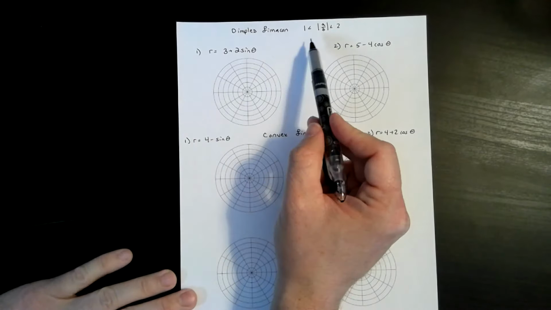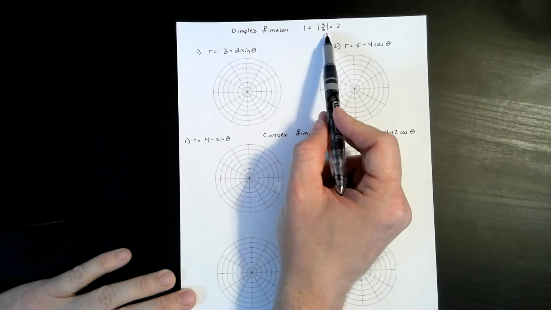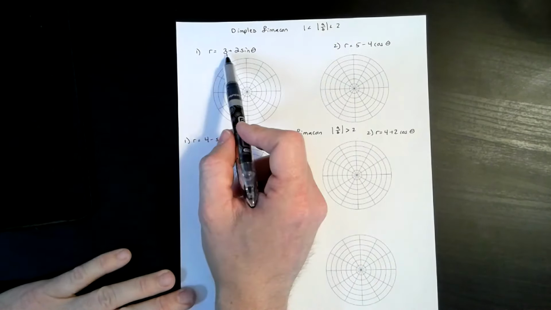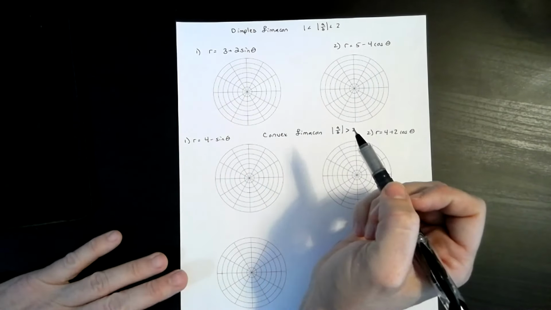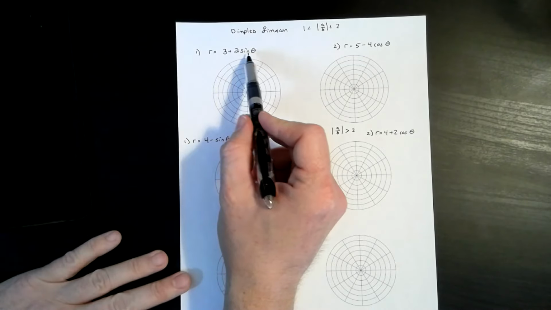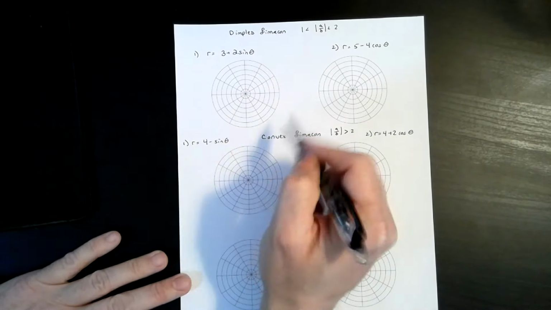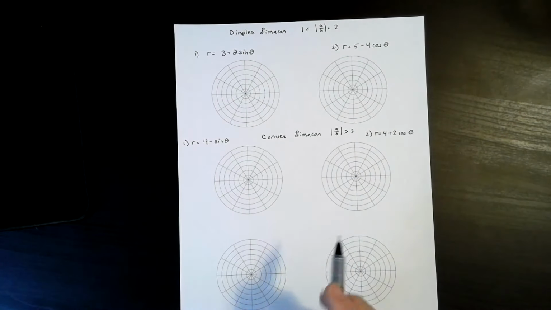Remember, a dimpled limaçon is in effect where a over b is between 1 and 2. This first one, 3 plus 2 sine theta, is going to be in the positive y direction. We're going to go ahead and work this one all the way out and plot the points as we go.